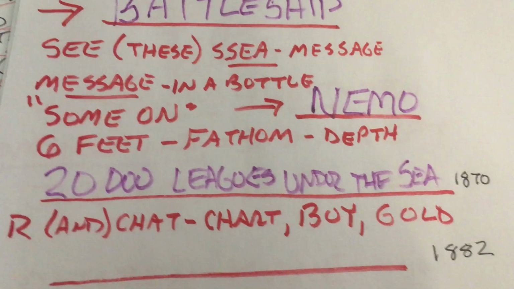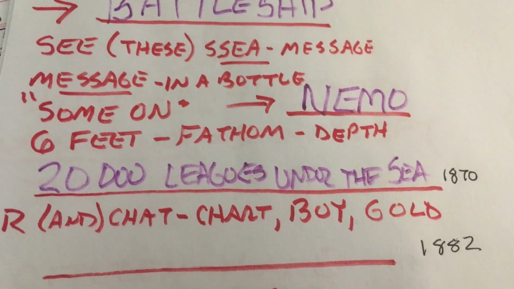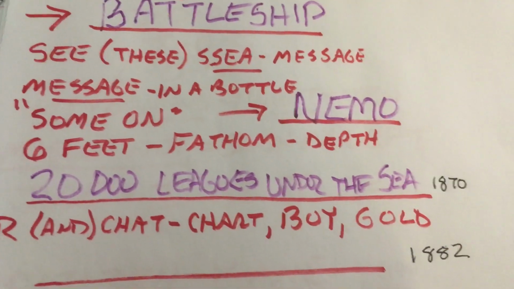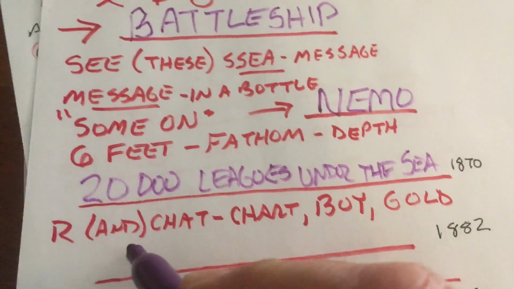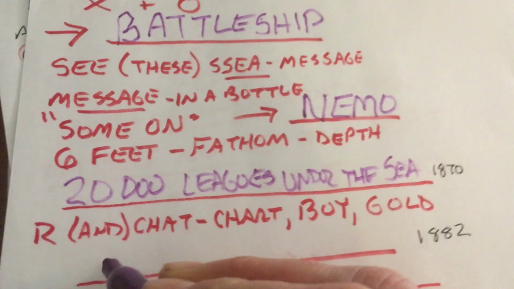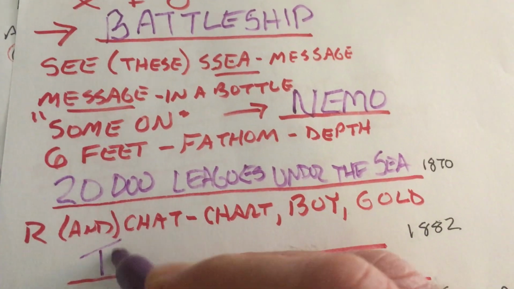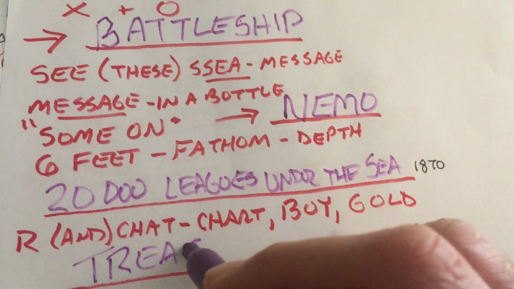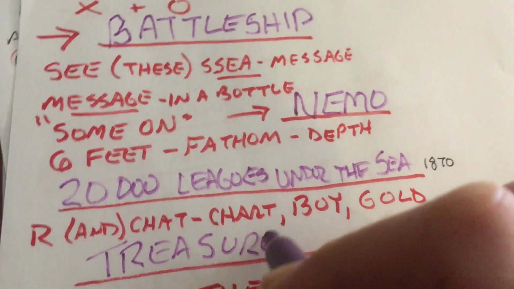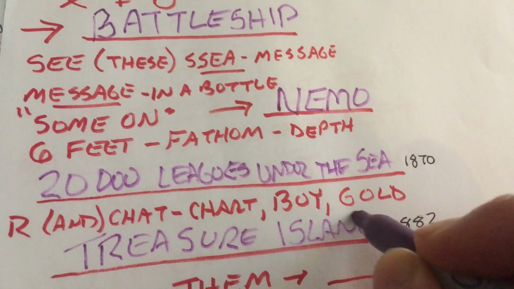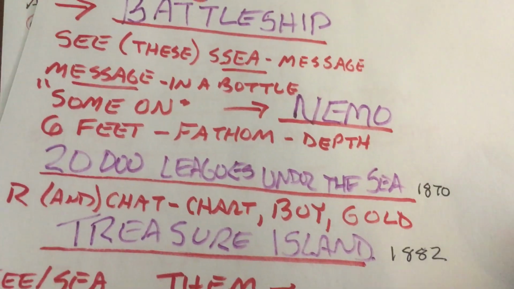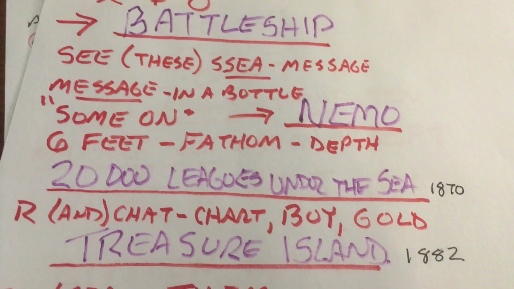Maybe that's imagination, but you do have the words boy, and you have the word gold, and there's only one sea story that has a boy pursuing gold, written in 1882. Treasure Island, obviously before Pulitzer Prizes.